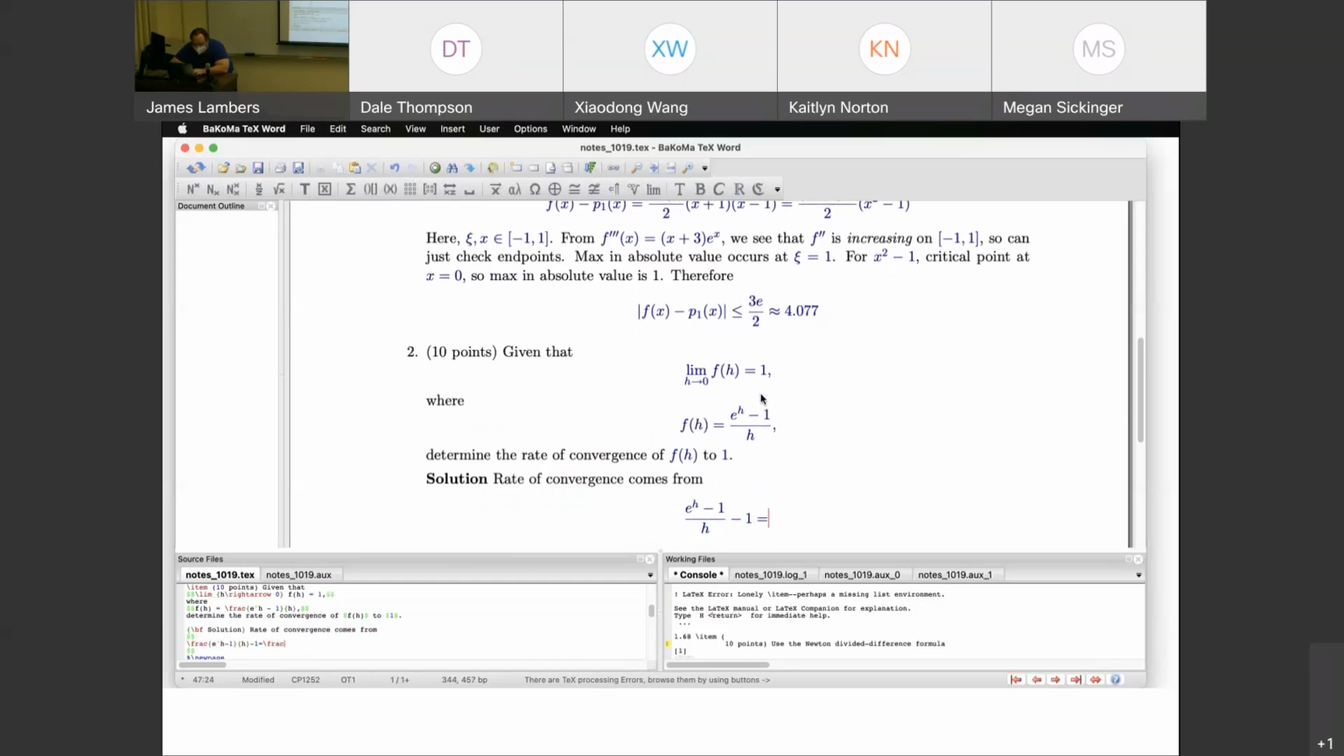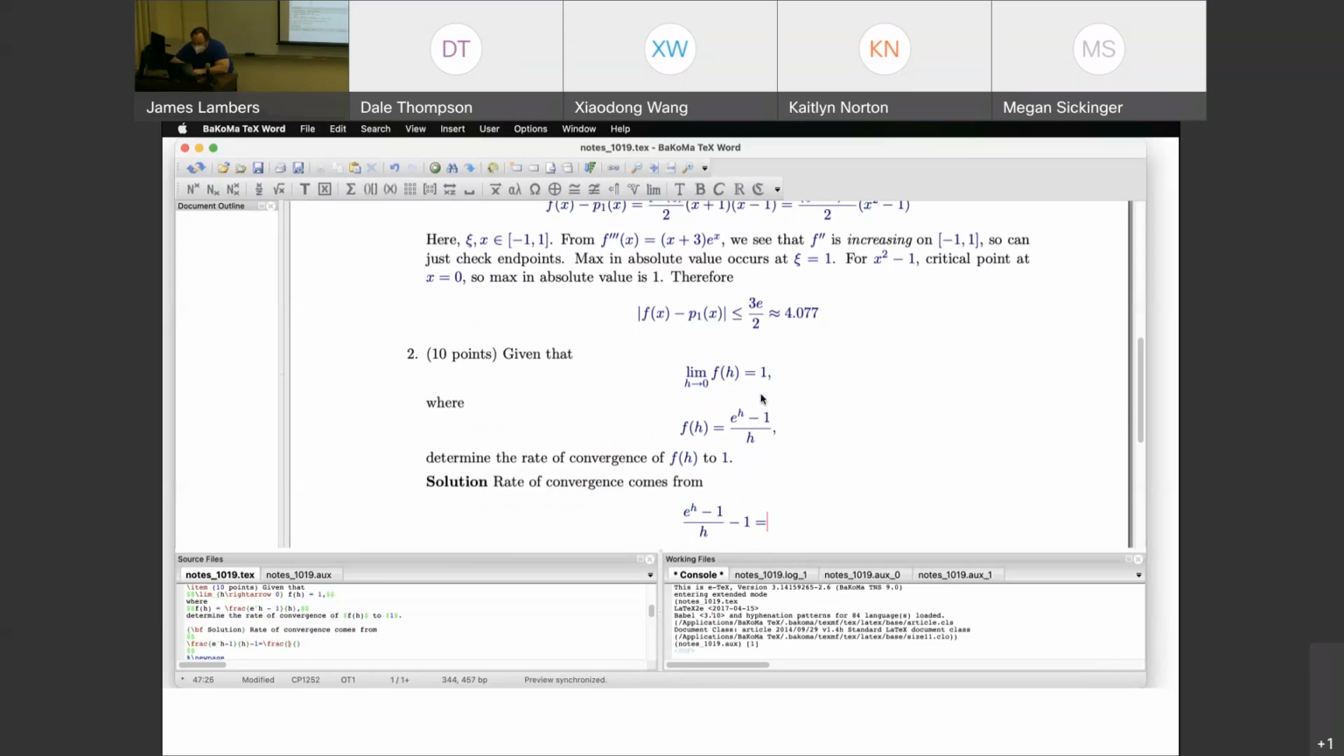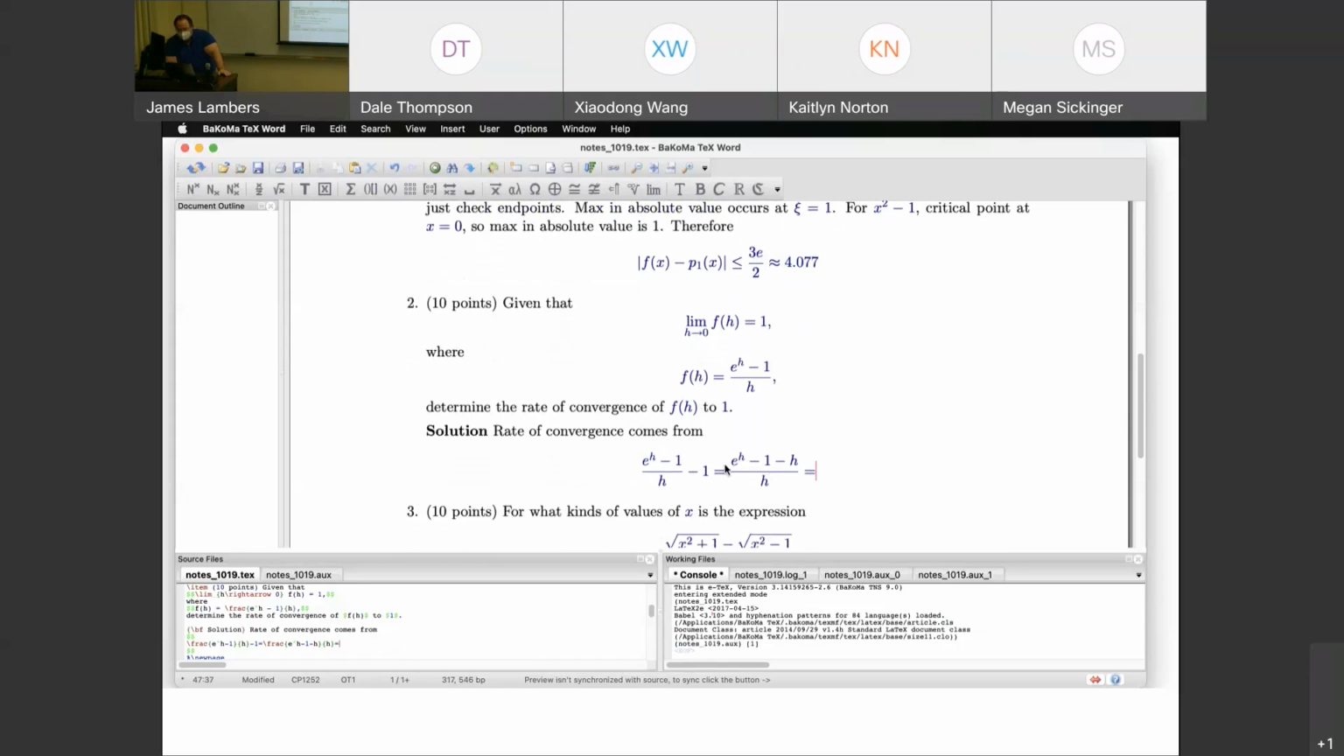So now if I just make one fraction out of that, that'd be e to the h minus 1 minus h all over h. So what you need to do now is replace e to the h. You don't need to do anything with this. This is already a polynomial in h. So the non-polynomial in h, just that part, you can replace with a Taylor expansion.